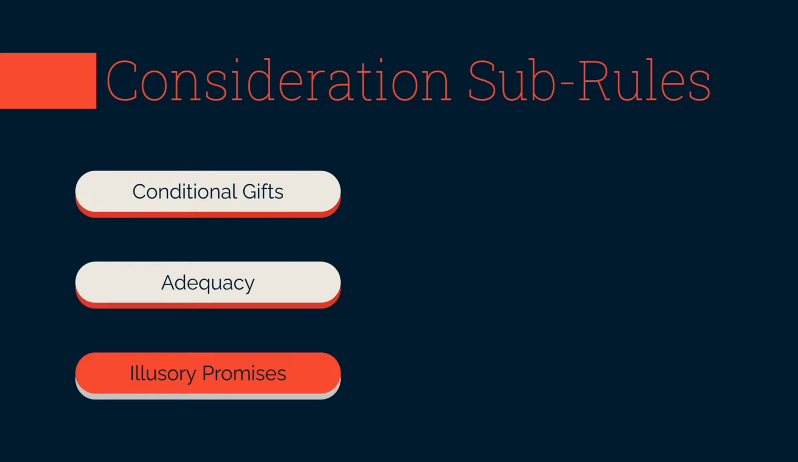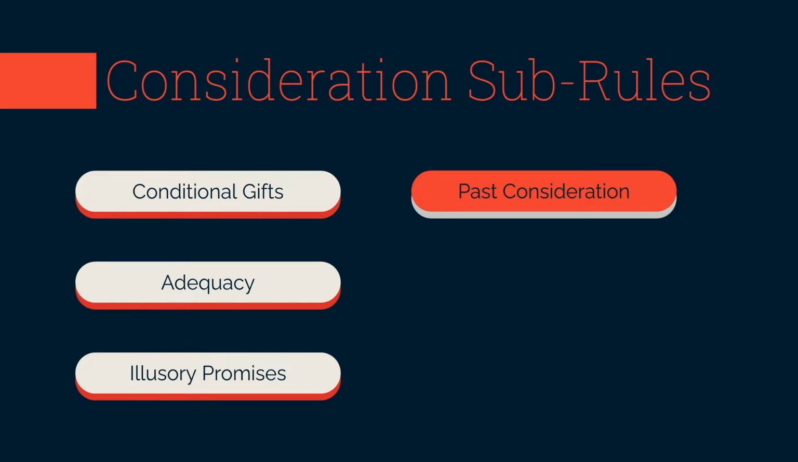So that's adequacy. We then looked at illusory promises, a situation where one of the alternatives being promised is essentially not a commitment. An illusory promise looks like a commitment, but it's not, such that if we step back, we know that one of the alternatives the promisor has reserved to themselves is to do nothing, to not actually follow through on anything. If that's the case, it's an illusory promise and the element of consideration isn't met.